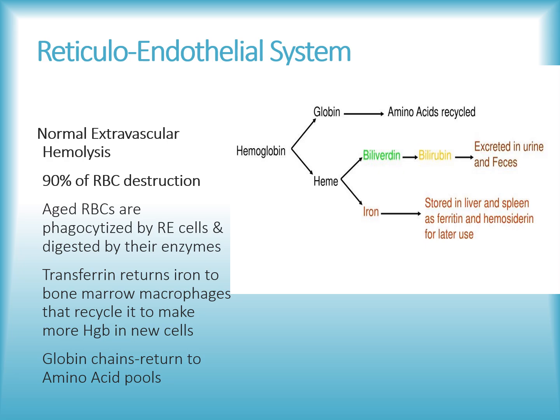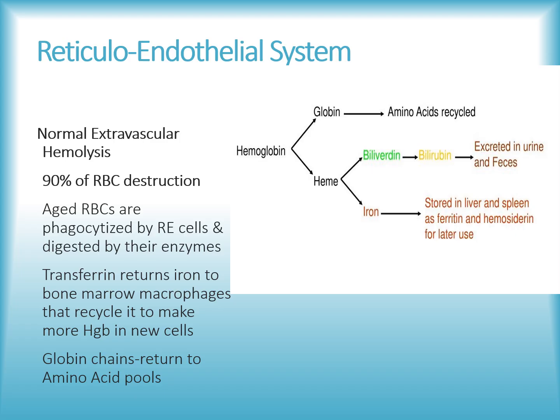Now, the reticuloendothelial system is primarily comprised of splenic macrophages or resident macrophages of the spleen, but we do have some that occur in the bone marrow and also in the liver. So primarily spleen, but there are some of our reticuloendothelial system in the liver and the bone marrow. And this is where normal extravascular hemolysis occurs. About 90% of red blood cell destruction occurs here, and these are aged red blood cells that are phagocytized by the reticuloendothelial cells and digested by their enzymes.